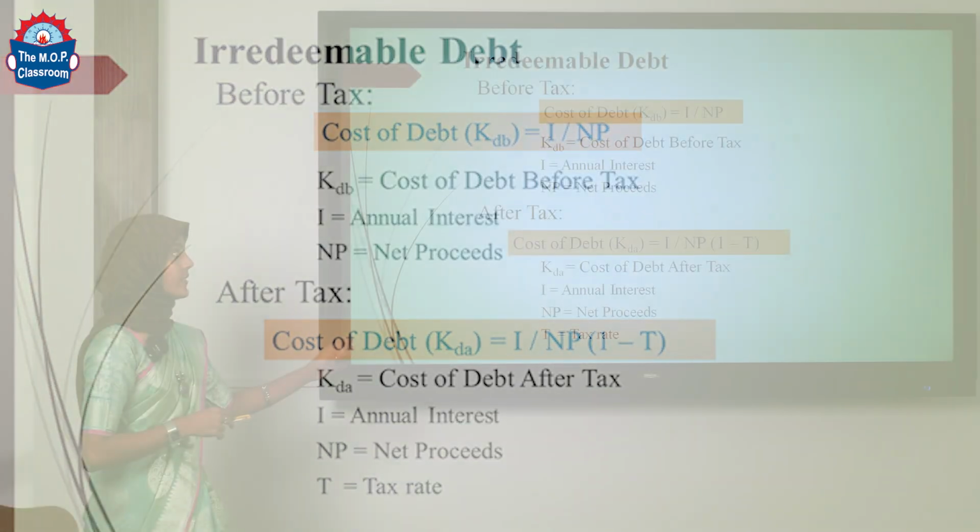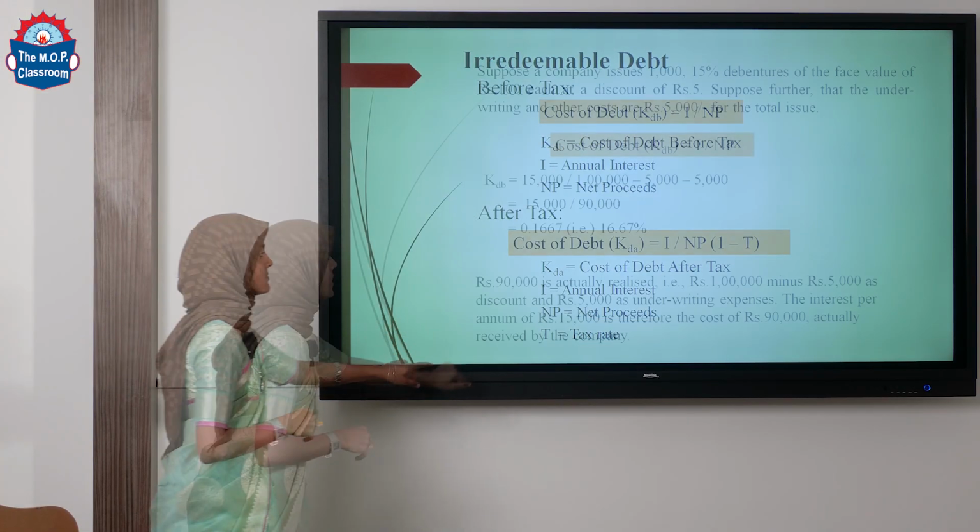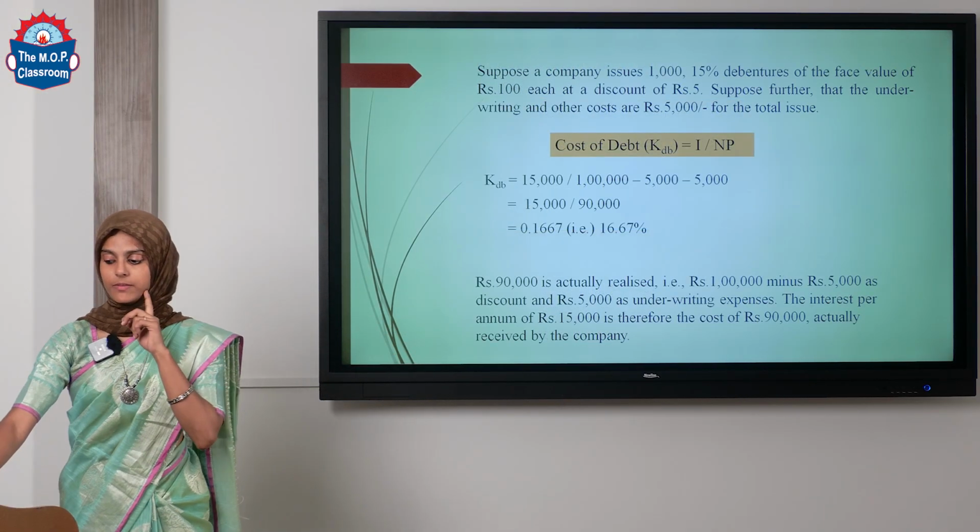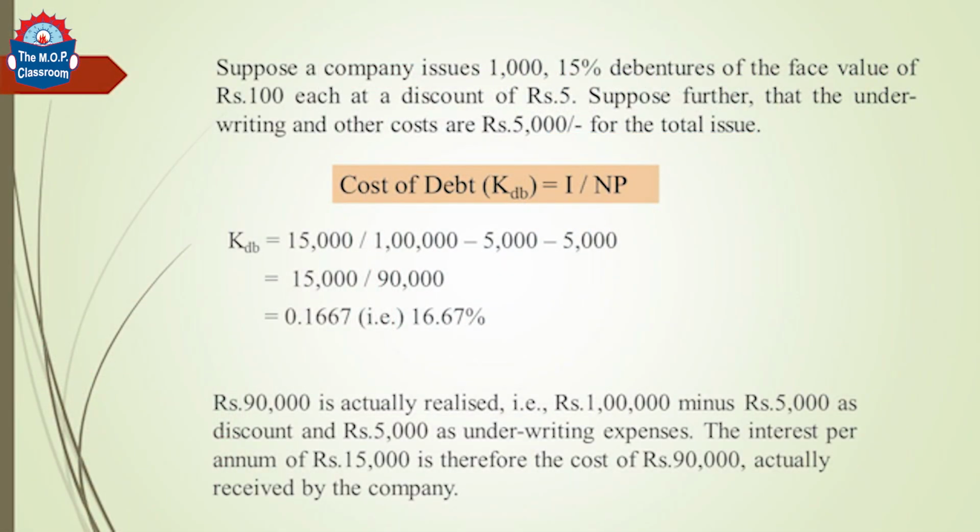For after tax, we have to deduct the tax amount alone. Okay, now we are going to see an example. Suppose a company issues 15% debentures of the face value of rupees 100 each at a discount of 5 rupees, and suppose further that the underwriting and the other costs are 5,000 for the total issue. We have to find out the cost of debt.